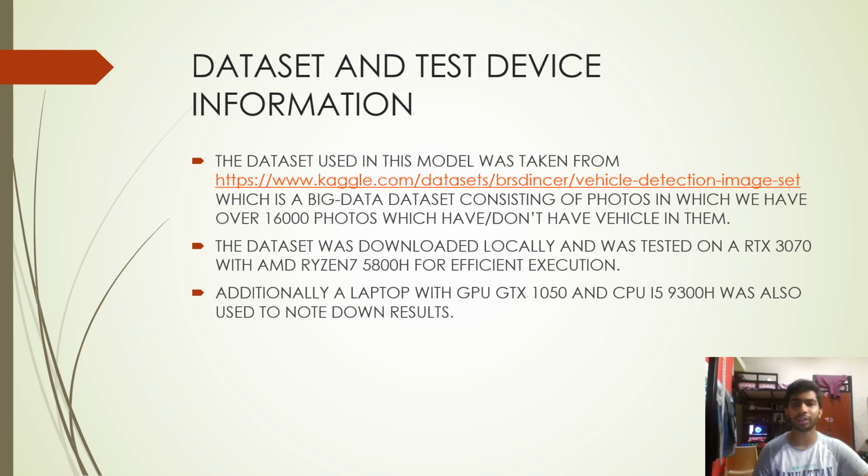So let's have a look at the test device and the data set that we are going to use for this model. The data set that we took was from Kaggle.com, which is a big data set consisting of 16,000 photos, which consist and do not consist of vehicles in them. The data set was downloaded locally and was tested on a device which had configurations of RTX 3070 with AMD Ryzen 7 5800H for efficient execution of the program.